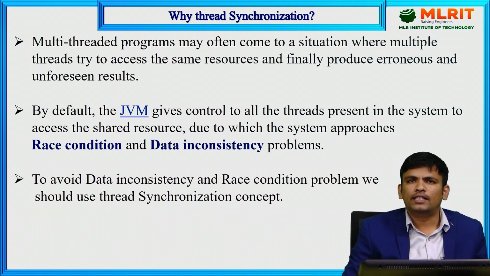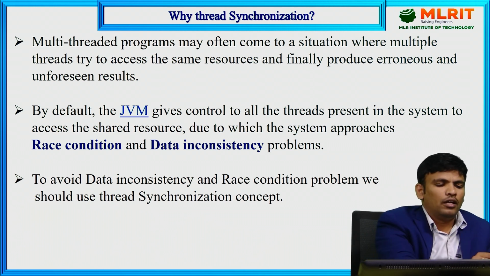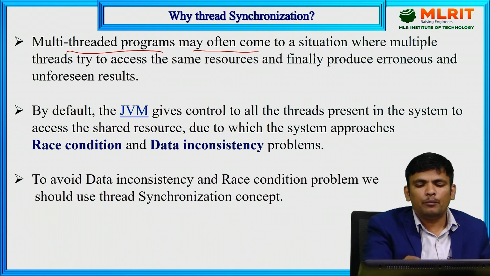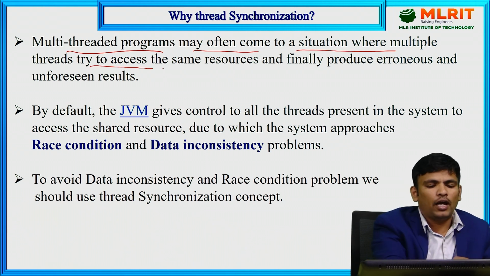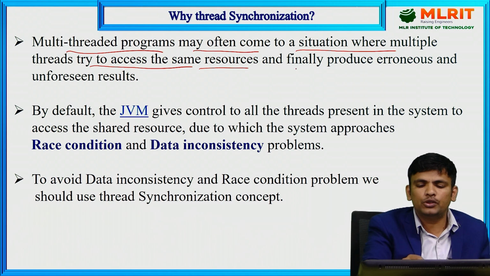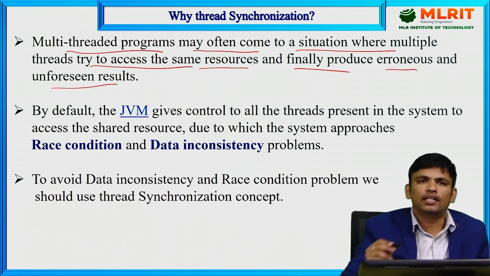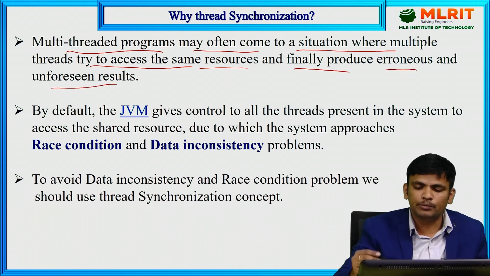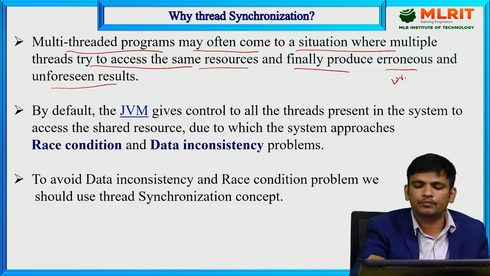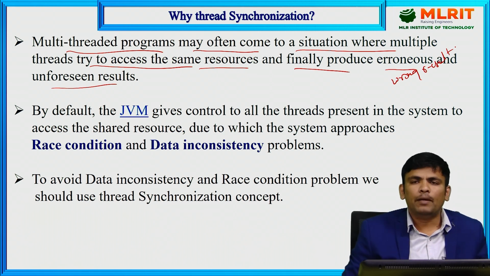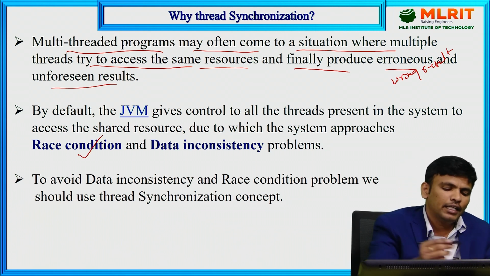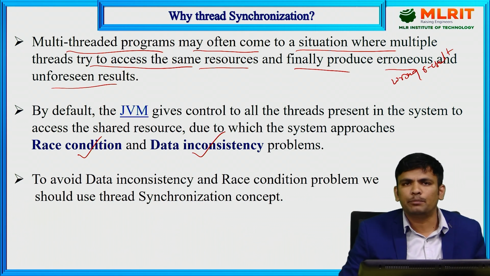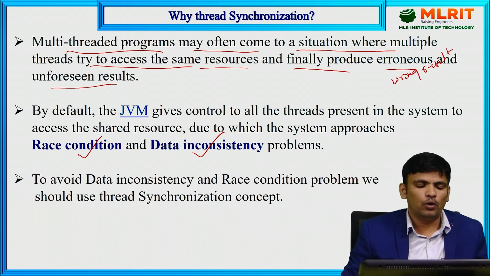So why is thread synchronization required? Multi-threaded programs may often come to a situation where multiple threads try to access the same resources and finally produce erroneous and unforeseen results. Erroneous and unforeseen results means the wrong results you may get sometimes. If multiple threads are executing on the CPU, or on the same resources, sometimes it leads to a race condition and sometimes to a data inconsistency problem. So what is a race condition and what does data inconsistency mean?